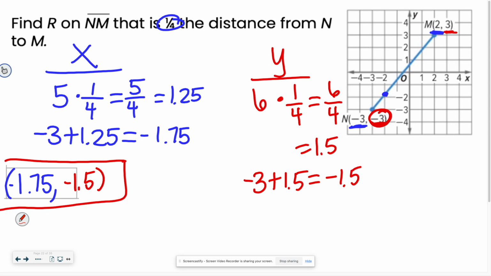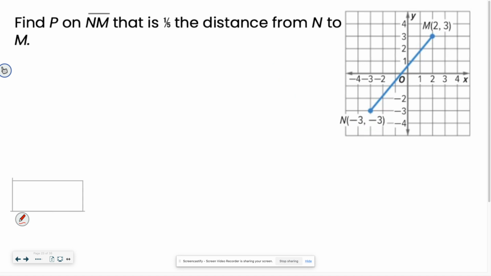Do you guys want to get a head start on the next one? You're using the same segment NM, but now a fifth of the way. Same thing, but with a fifth. So just for you to practice. I'll let you guys get a head start, and then I'll add some work on the board.